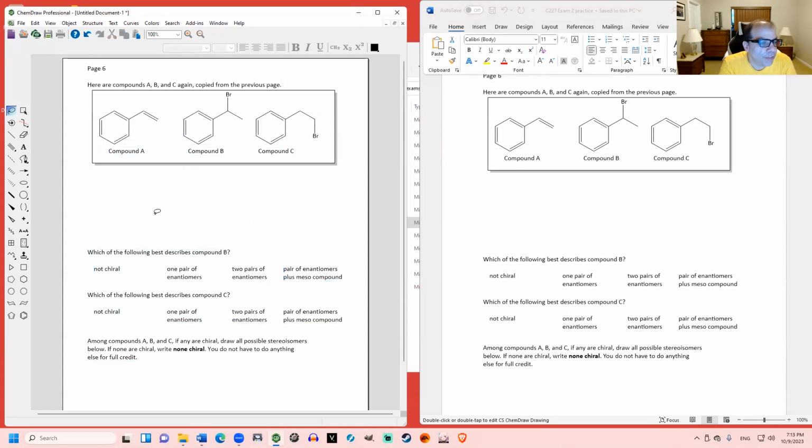So this page is on the same questions. Which of the following best describes compound B? Well, if you look carefully at compound B, that carbon is chiral. It has a bromine, a methyl group, a hydrogen, and a benzene ring, a phenyl group. So that carbon is chiral. So there's one chiral carbon. It will exist as one pair of enantiomers.